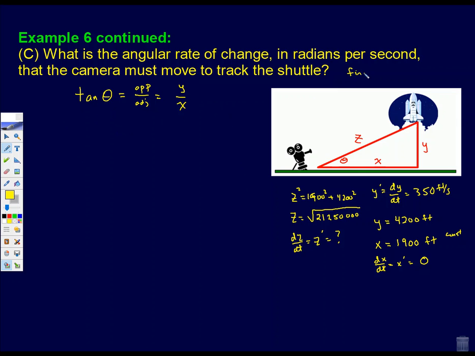We're trying to find the rate of change of theta. So we would call that d theta dt, or we could just call it theta prime. Okay, theta is thought of as a function, which is the angle here, and we're going to assume the angle is measured in radians. Okay, so let's just write the equation again. Tangent of theta is equal to y over x. And we're now going to apply a derivative to both sides with respect to t.